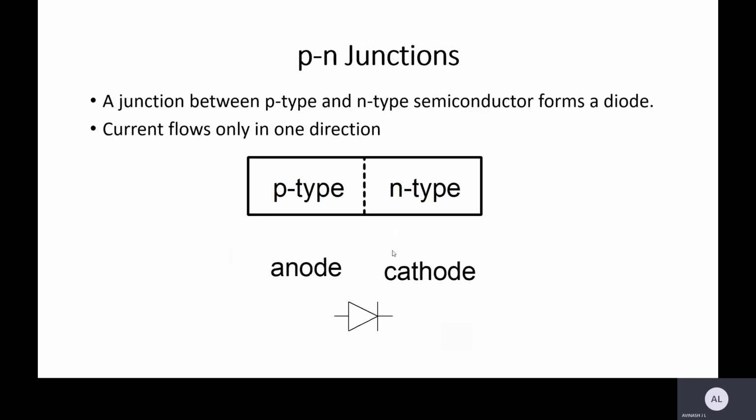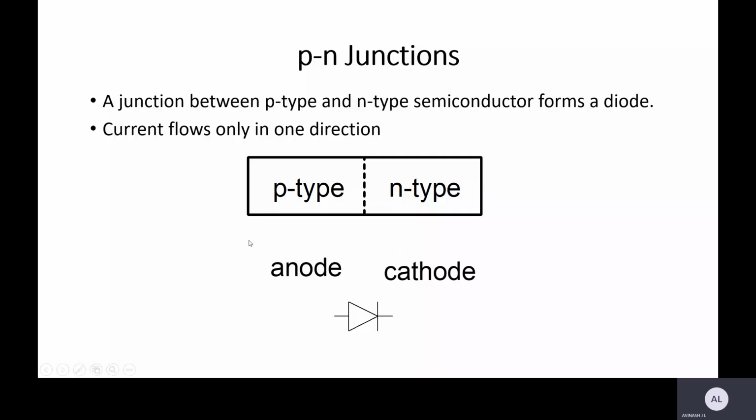Now we'll go to the PN junctions. When I'm talking about the PN junction, a P-type semiconductor and an N-type semiconductor are cascaded together. When you cascade the P-type and N-type semiconductor material, the junction between them forms the diode. One of the best things we can observe is that the diode is unidirectional. What do you mean by unidirectional? The current can flow only in one particular direction.